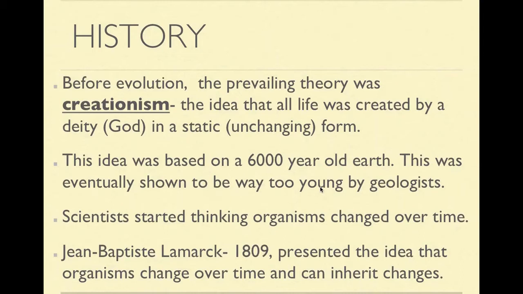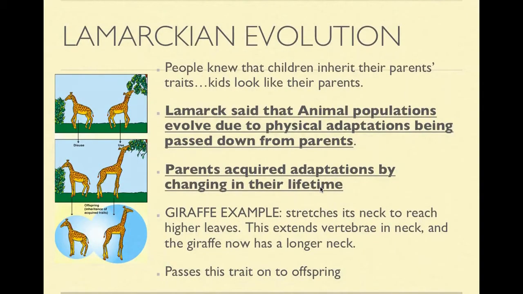So scientists started to think that organisms did change over time. And we had this guy who came along named Jean-Baptiste Lamarck. In 1809, he presented one of the first theories that said organisms can change over time. Now, people already knew that they inherited their traits from their parents.